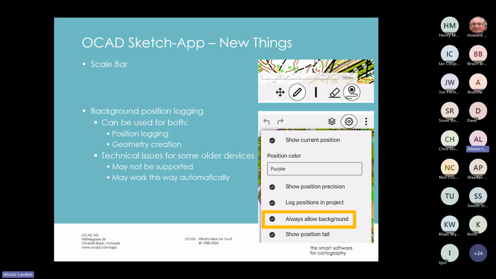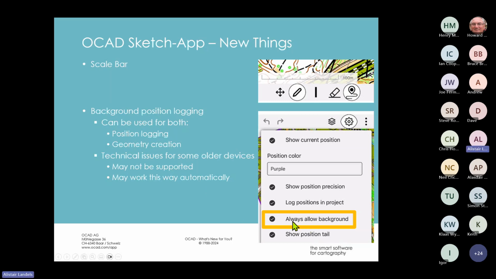The position logging in general can be used for logging your position, as well as turning on the button at the bottom right, this button here, if you can see my mouse, where you can generate a geometry, a line, basically following where you are, and that will end up being a sketch feature, which you can use as other sketch features.